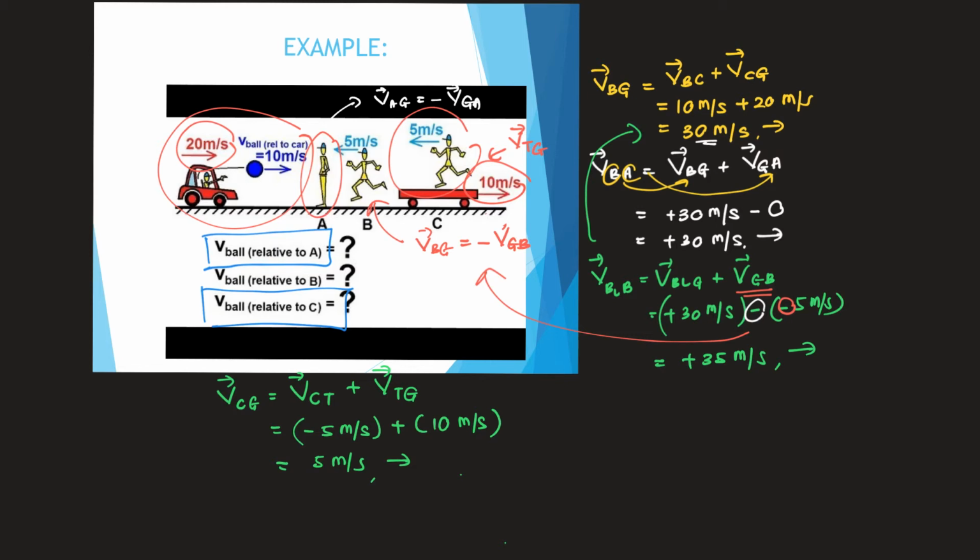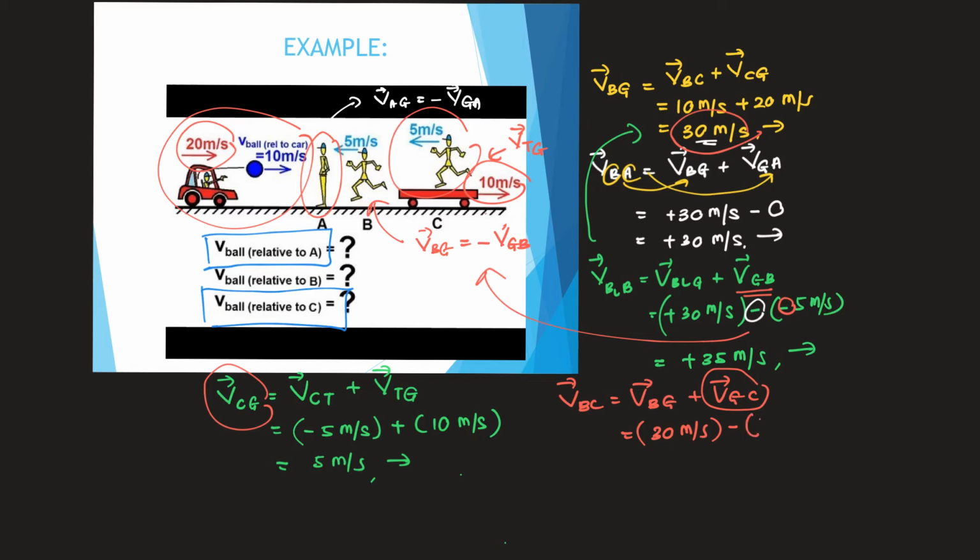The velocity of the ball relative to C is going to be the velocity of the ball relative to ground plus the velocity of the ground relative to C. The velocity of the ball relative to ground is going to be 30 meters per second. And the information that we have here is the velocity of person C relative to ground, but in the equation it is the velocity of the ground relative to C, so yes, we need to put a minus there.